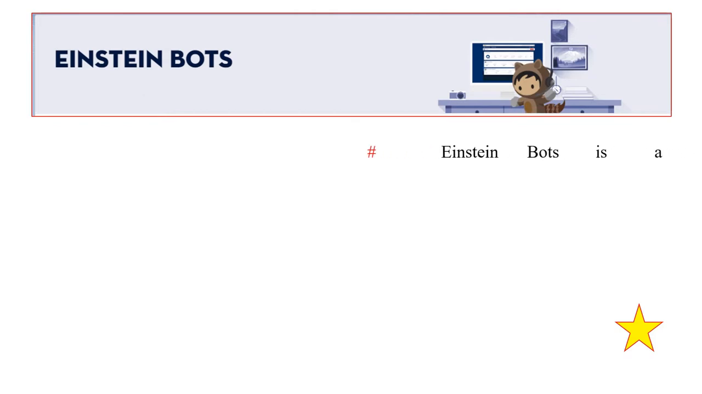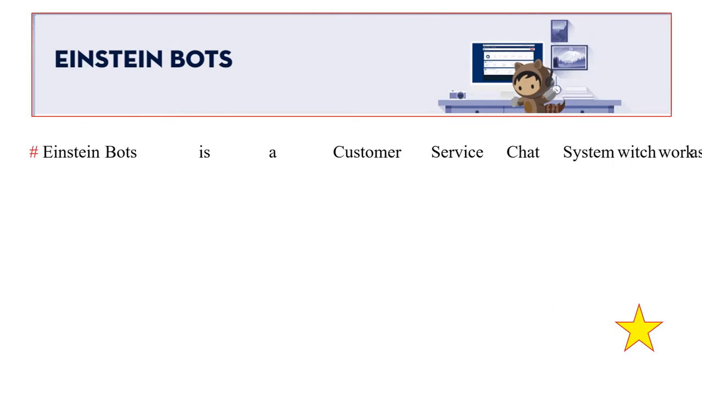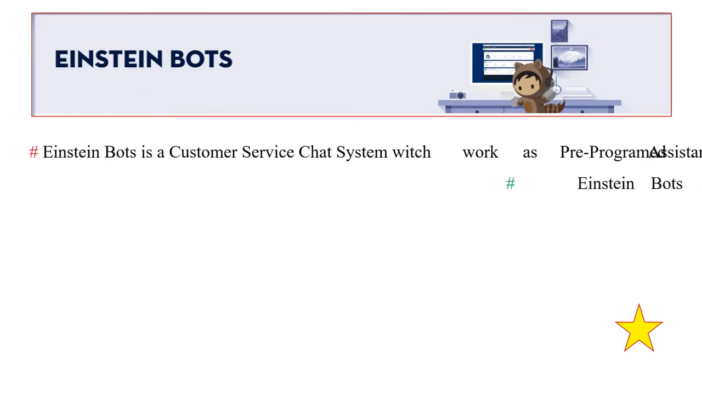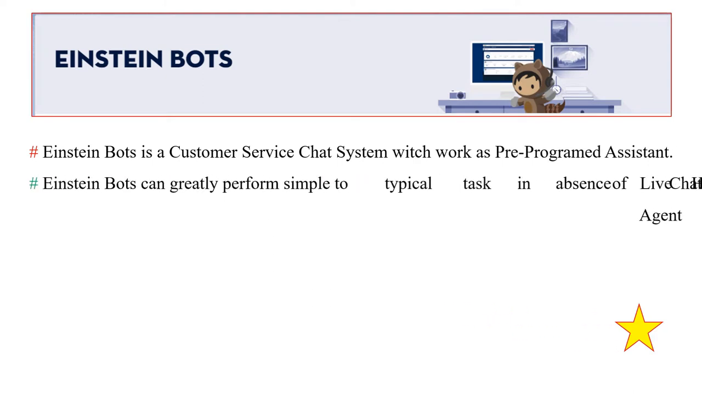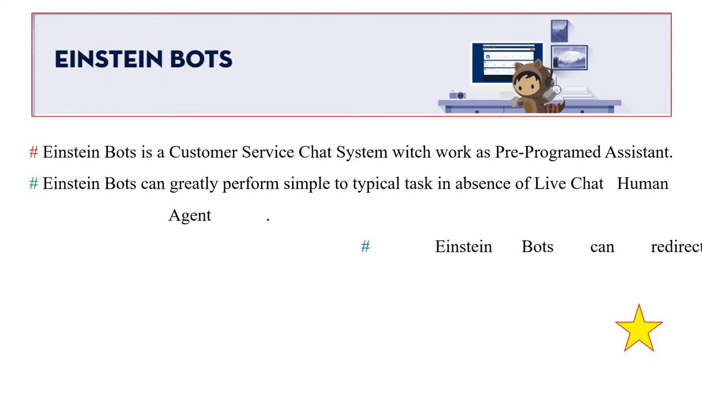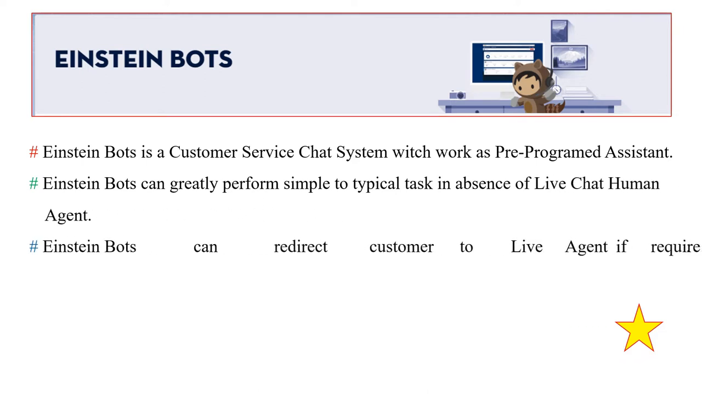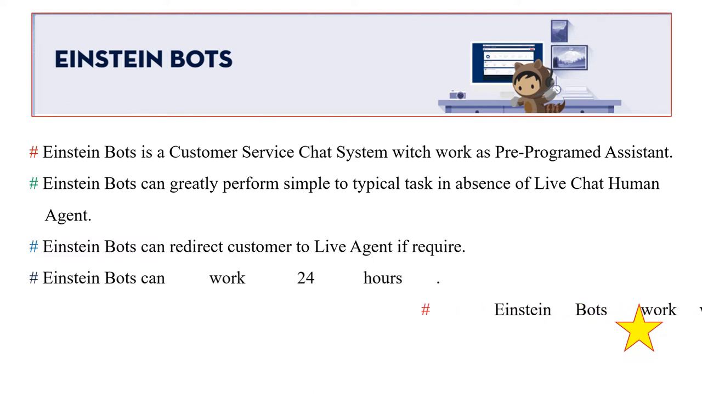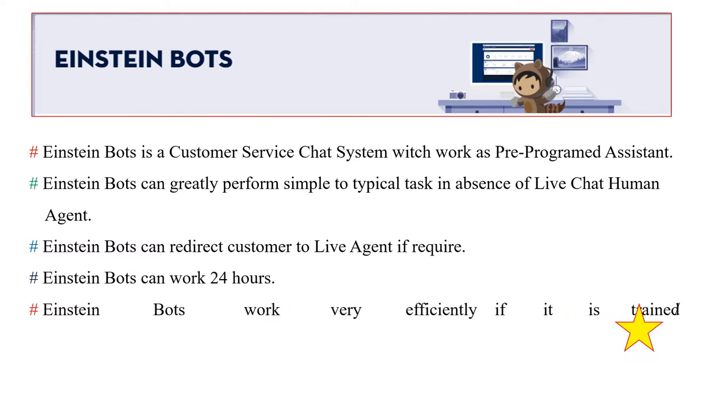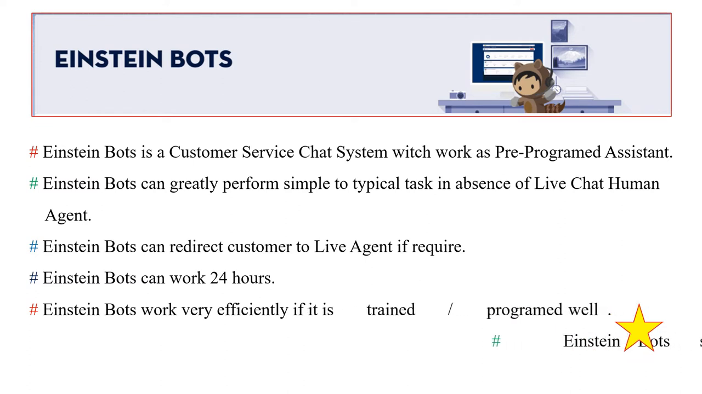Here are some features of Einstein Bots. Einstein Bots is a customer service chat system which works as a pre-programmed assistant. Einstein Bots can perform simple to typical tasks in the absence of a live chat human agent. Einstein Bots can redirect customers to a live agent if required. Einstein Bots can work 24 hours.